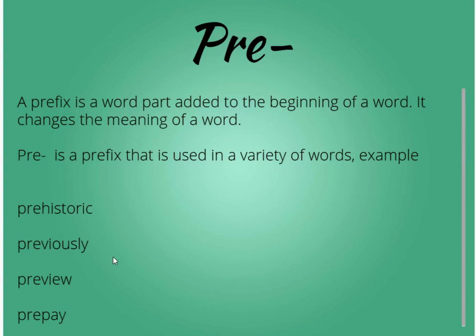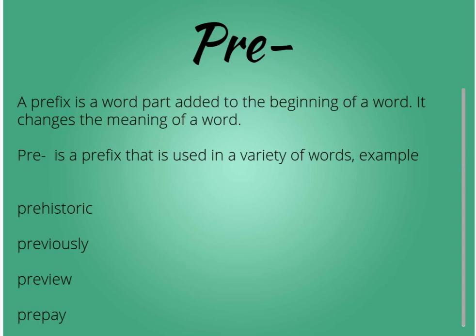Then we have prepay. You prepay for something in advance. That means you've not gotten it yet, but you go ahead and pay for it before you actually have it. Prepay. Your prepaid cell phone. That means you're going to pay for your service before you actually use it.